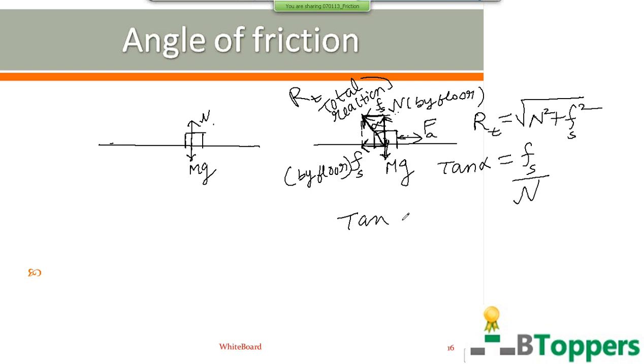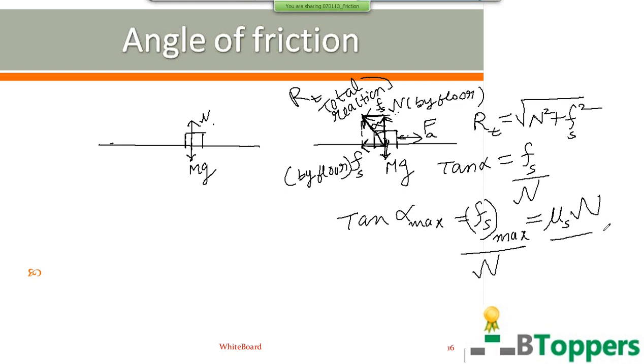So tan of the maximum value of alpha, we can write, equals the maximum value of the static friction by N. The maximum value of static friction between the block and the floor is called limiting friction, the magnitude of which is given by mu_s N, where mu_s is the coefficient of static friction between the block and the floor.